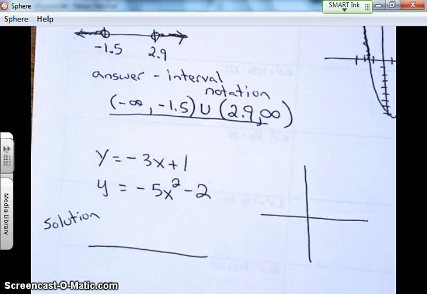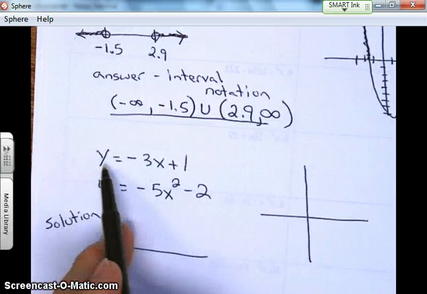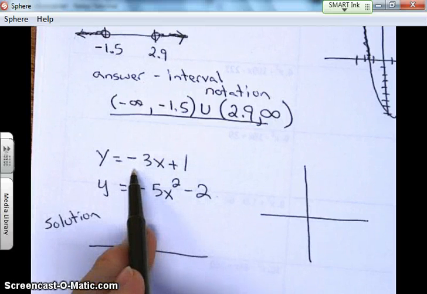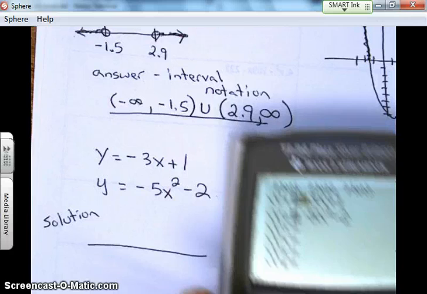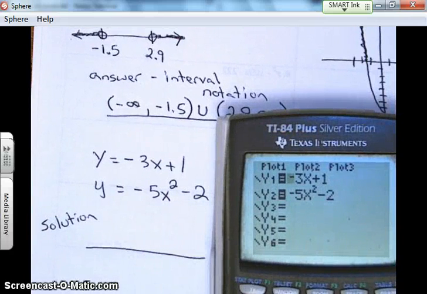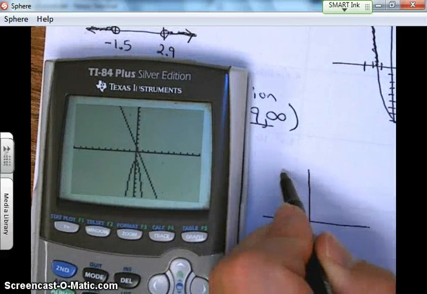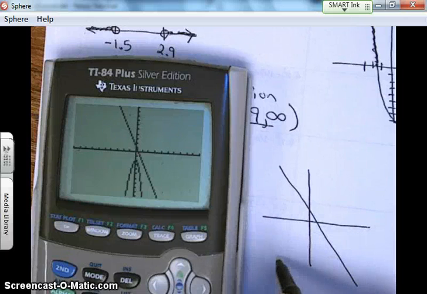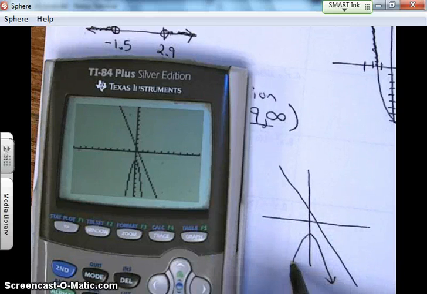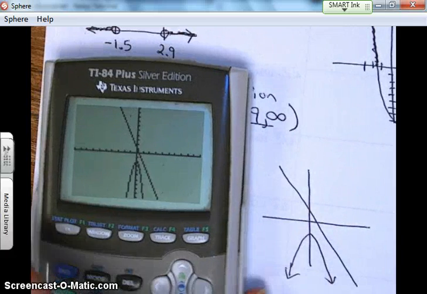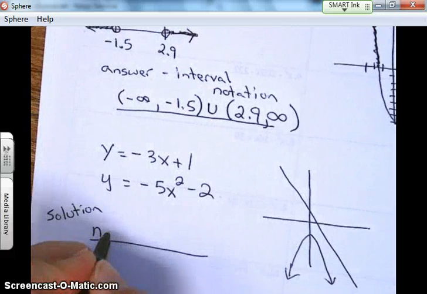Okay, so here we are. We're solving a system. One is linear and one is quadratic. If you plug these two into your calculator, make sure you plug it in correctly, you're going to get a graph that's going to look something like that. So if I was going to sketch this, now the solution to a system is always where the two functions intersect. Since they do not touch each other, the answer in this case would be no solution.